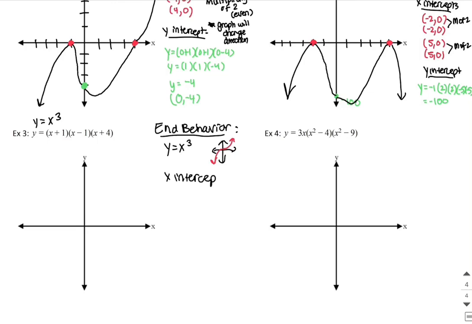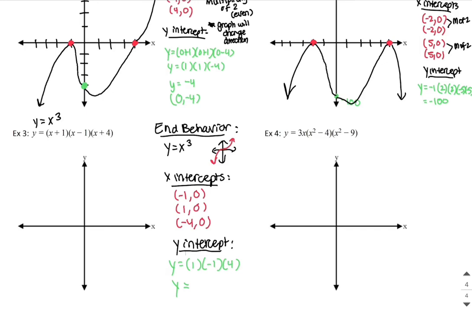And then I'm going to look for my x-intercepts. My x-intercepts are -1, 0, 1, 0, and -4, 0. And no multiplicities there, so I'll be going straight through all of these, not changing direction. And then my y-intercept is going to be when I plug in 0 for x always. That's 1 times -1 times 4 is what I'm going to get when I plug in 0 for these. And I get y is equal to -4.